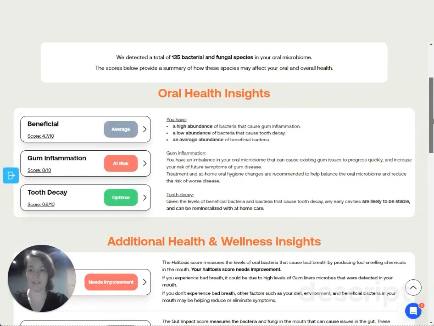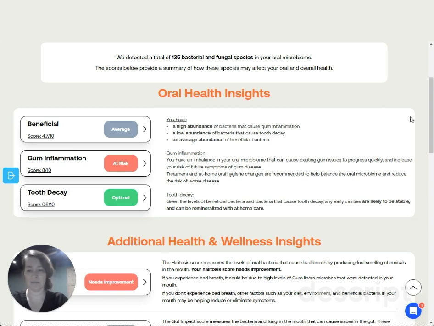So we always start with looking at the beneficial bacteria, the gum inflammation, and the tooth decay bacteria. This specific case, we're worried about his periodontal concerns. He's presenting with periodontal disease, and we are using the test to decide whether we should do active treatment or if he's in remission. So as you can see here, the gum inflammation score is at 8 out of 10. So it is indicating that he's at high risk for periodontal issues and inflammatory responses.